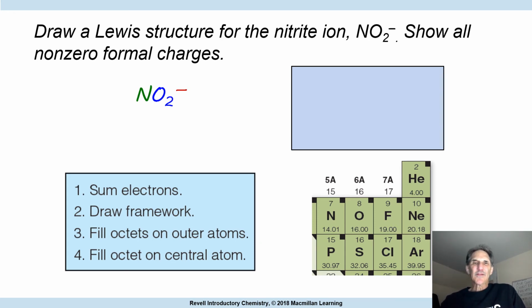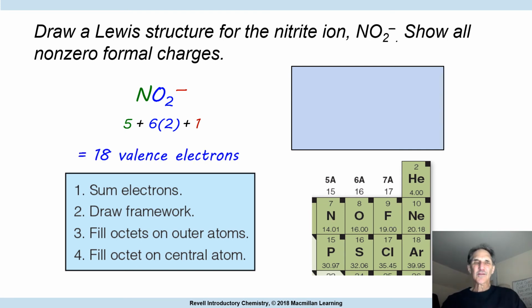Okay, so what about nitrite ion? It comes with 5 valence electrons. And what about this oxygen? Each of them come with 6, and then there's 1 more electron because there's a minus. So that's another electron. So how many electrons? We have 18 electrons. Go through the same procedure here. We just summed up the valence electrons. Now we draw a framework. Well, the nitrogen is the most needy in terms of the bonds that it needs. It comes with 5. The oxygens have 6, so we put that in the middle.